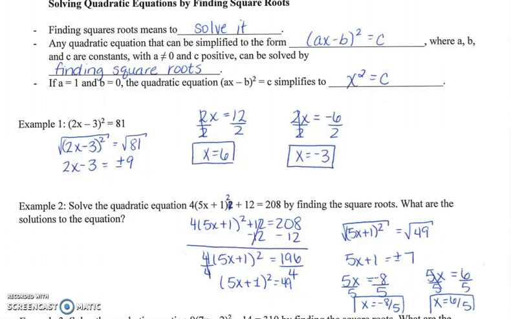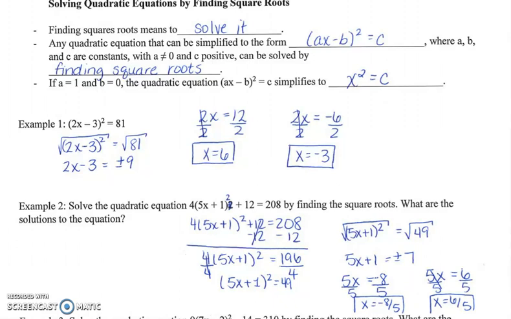Then you need to move that 4. That 4 and the parentheses are being multiplied. So to undo the multiplication, you're going to do the division. So you're going to divide by 4. You get the 196 divided by 4, which gets you the 49.